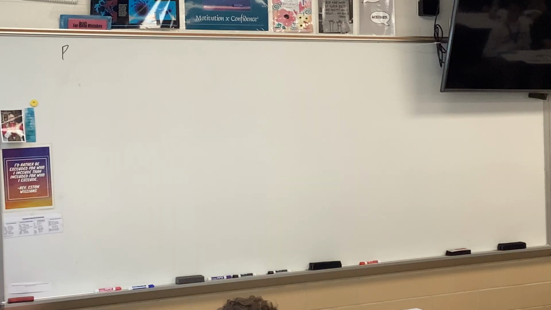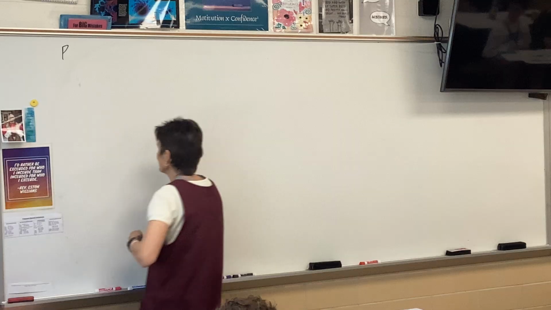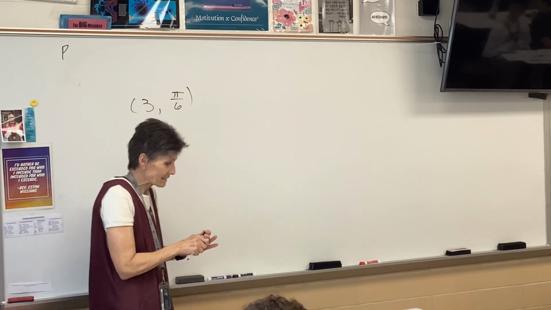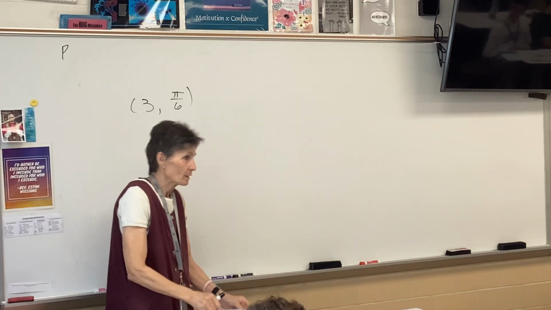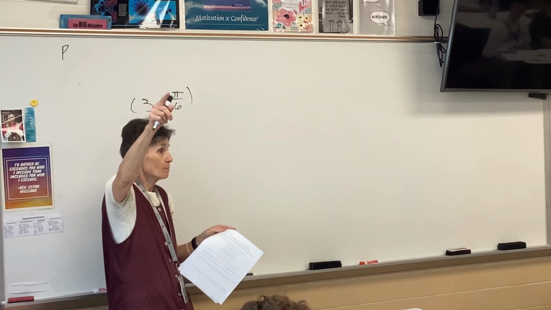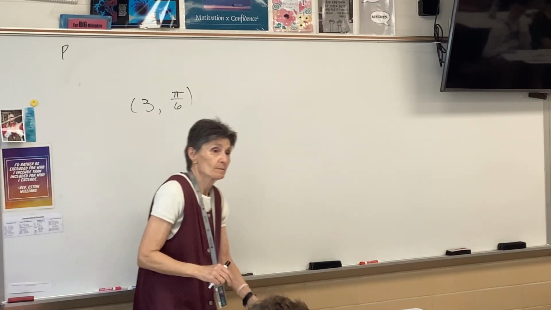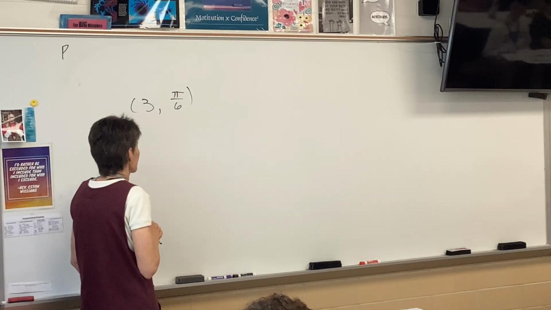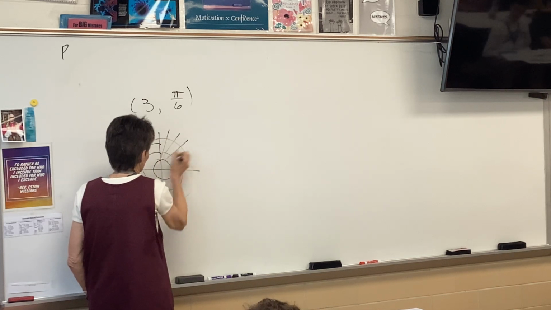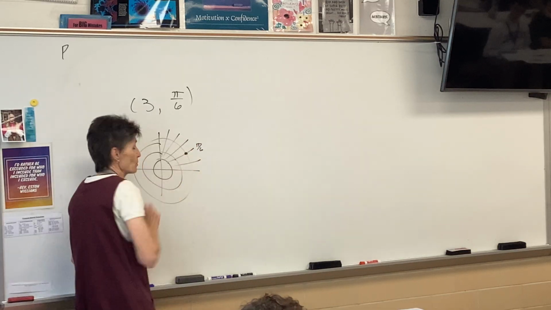Polar coordinates. What might an ordered pair look like? Like this. And what does that mean? What does that 3 stand for? How far away from the pole you are. So out 3 units from the pole. And what does the pi over 6 stand for? The angle. So here's pi over 6, 1, 2, here's 3, so that's where that point would be.